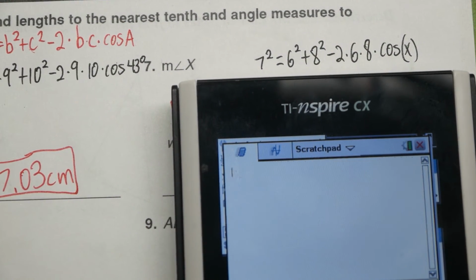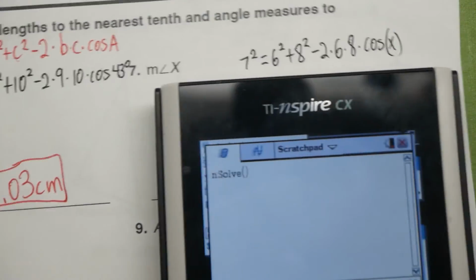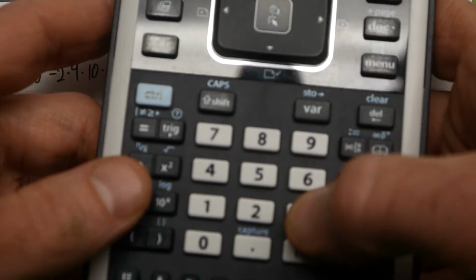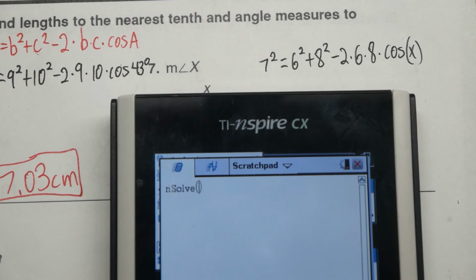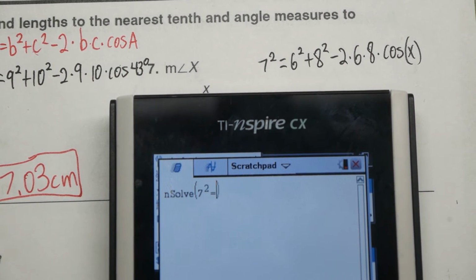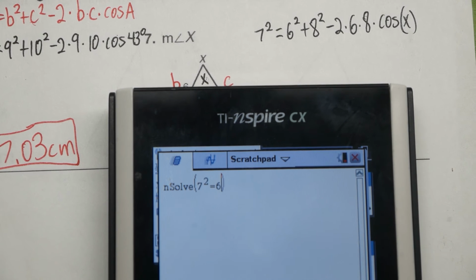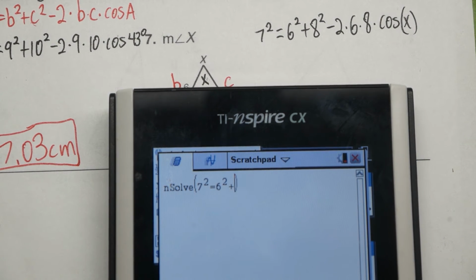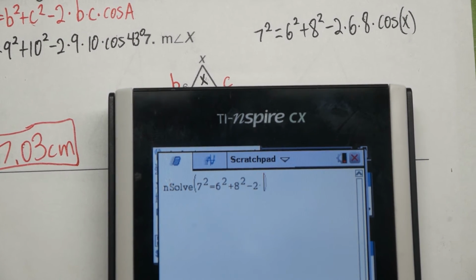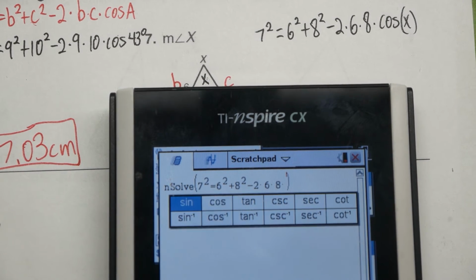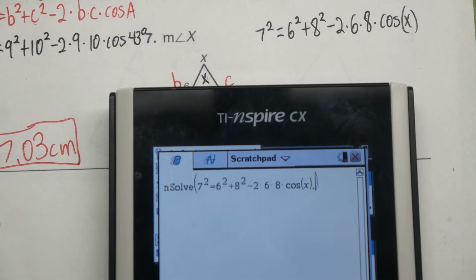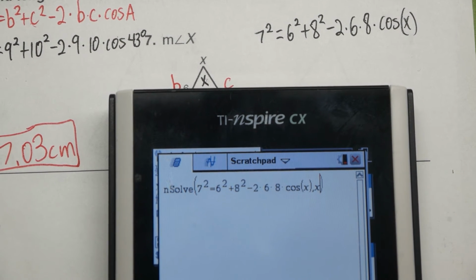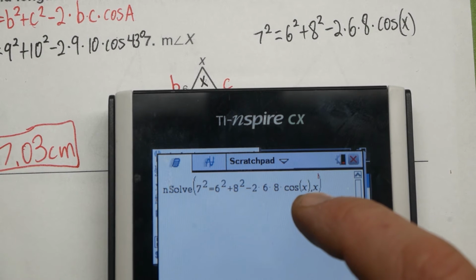So here we go. Menu 3-1. Again, the way I'm doing that is you push menu 3-1, brings up this nSolve, and then I'm going to type in 7 squared equals 6 squared plus 8 squared minus 2 times 6 times 8 times the cosine of x, comma x. Remember, you have to finish off with that comma x.